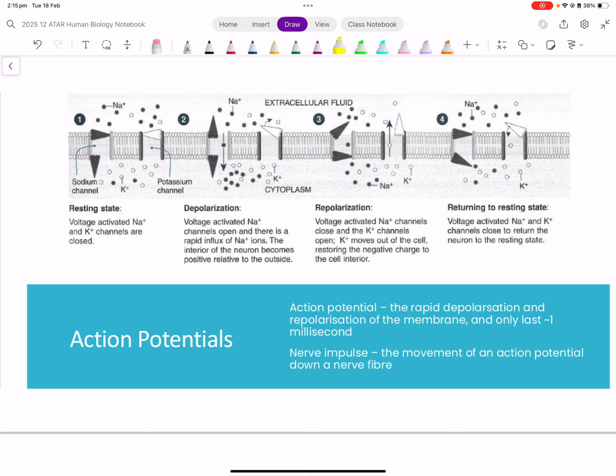So what is an action potential? An action potential itself is a rapid depolarization and repolarization of the membrane, and they only last roughly about a millisecond. Again, they're very, very quick. A nerve impulse, by definition then, ever so slightly different, is the movement of that action potential down a nerve fibre. So two distinct terms here, both equally important. What we're going to dive into now is the action potential before we can talk about the movement of that action potential down the nerve fibre.